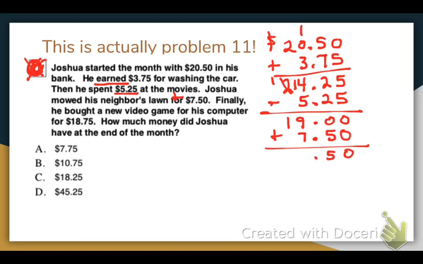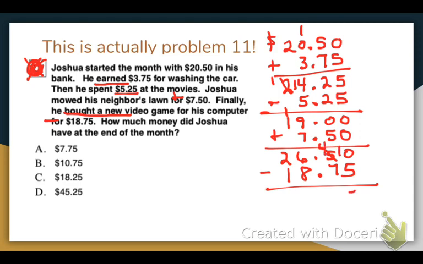Just showing my work here. $26.50. Finally, he bought a new video game, so now I'm going to subtract $18.75. And I have to do some borrowing. This is going to become a 4.